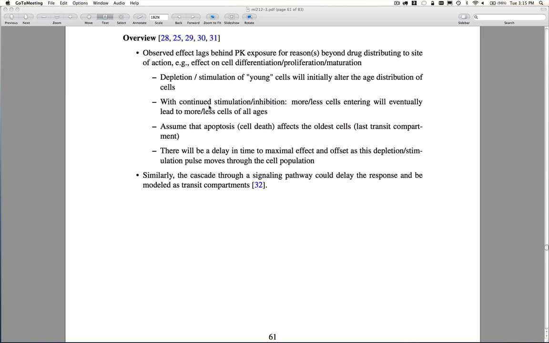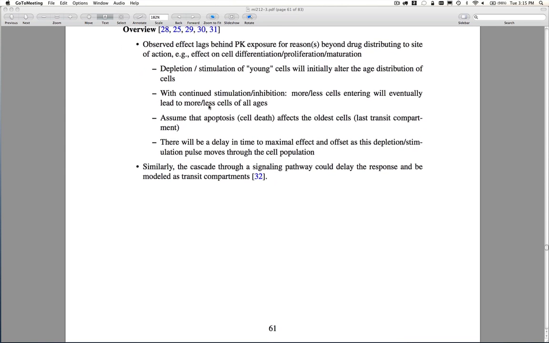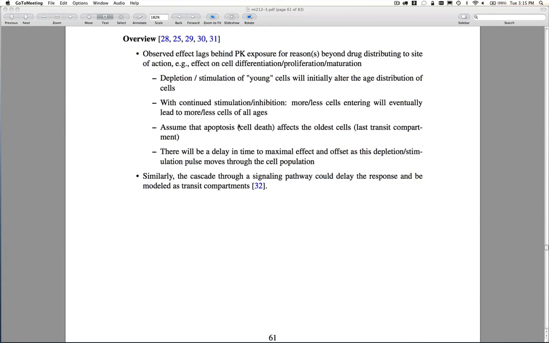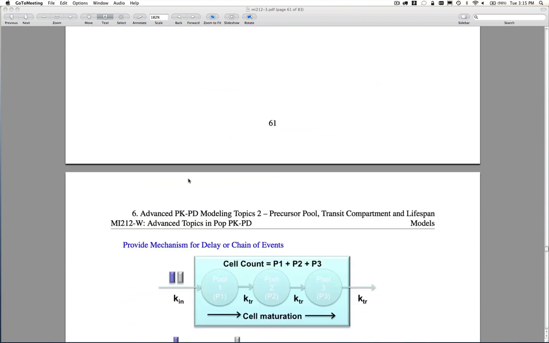I'm just looking through my bullets here. I think I've explained each one of those, both for a cellular level, and then you can also imagine a similar situation occurring if you're dealing with a signaling pathway as well, which is the example I gave to begin this.